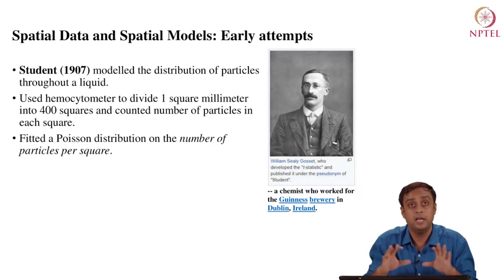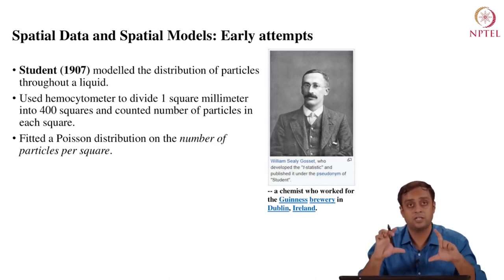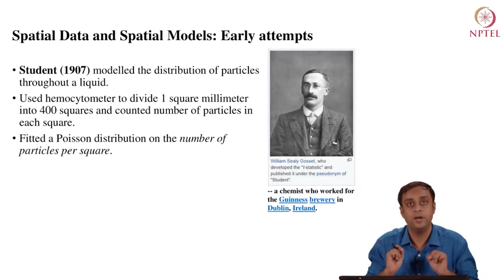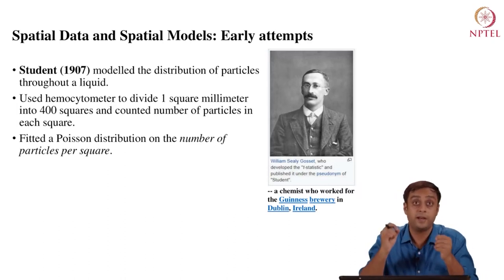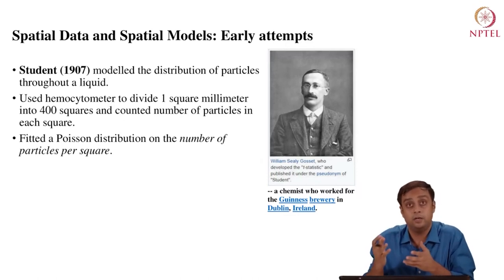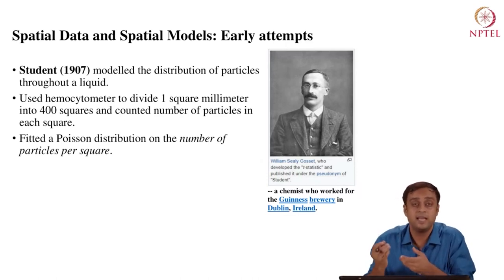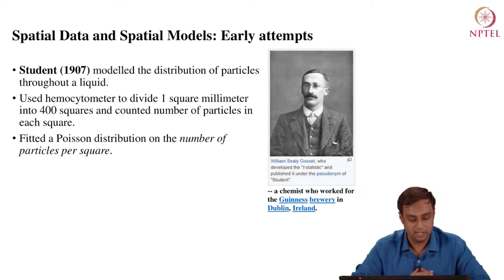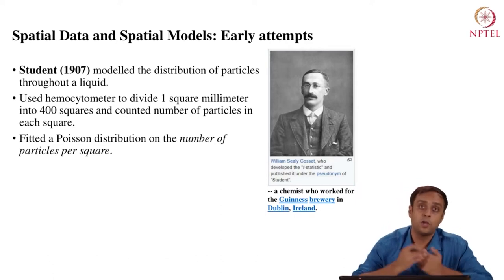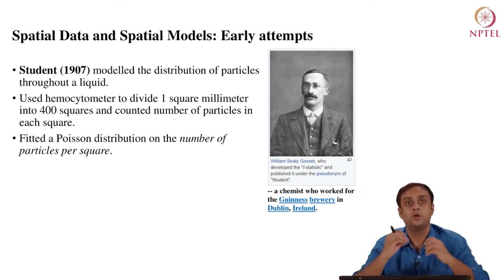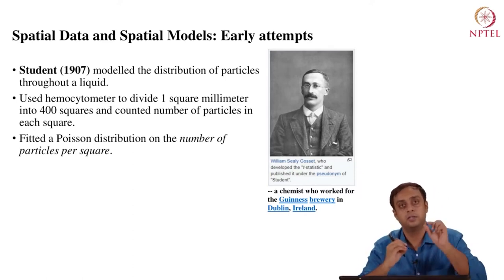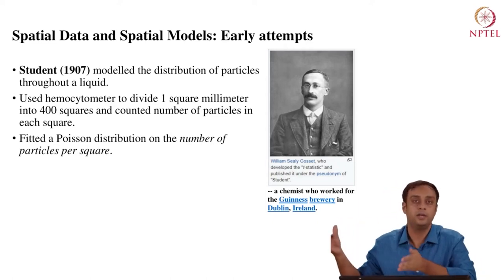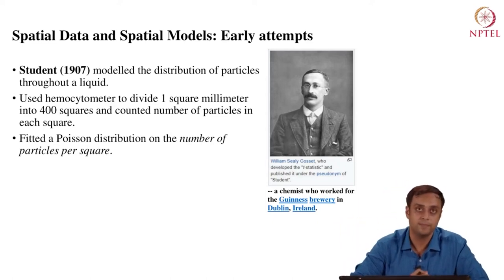So he basically took a flask of liquid, he took a cross section of 1 millimeter squared, divided it into grids, 400 cells of equal sizes, and started counting the number of particles in each square. So what you have is a count variable. You have a count of the number of particles in square 1, square 2, square 3, square 4, and so on, in 400 squares.